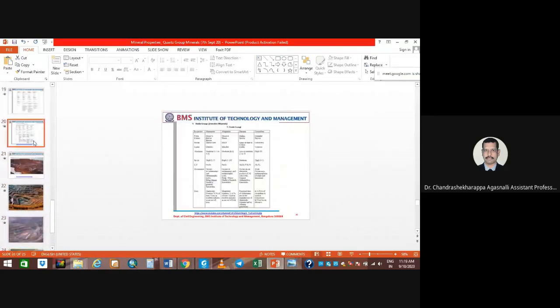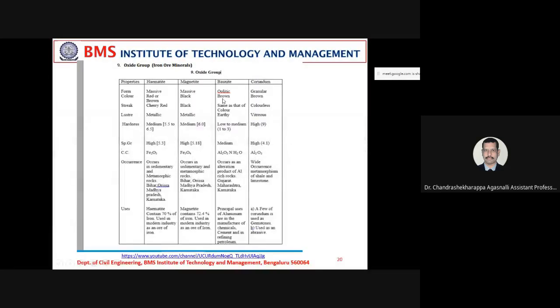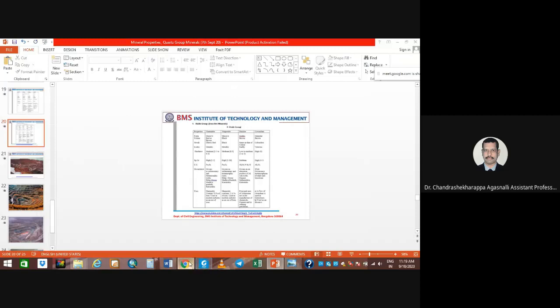Let's go back to the bauxite mines. How does bauxite look? It is an oolitic structure. It's a brown color, and when you rub it with the streak plate, it releases the same brown color only. It's not a vitreous luster or metallic luster.